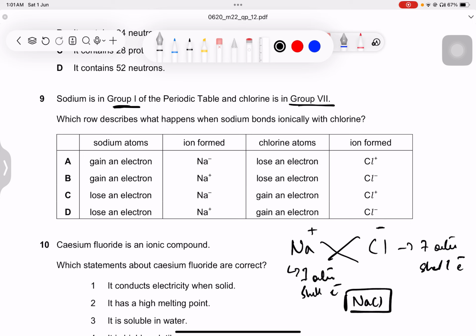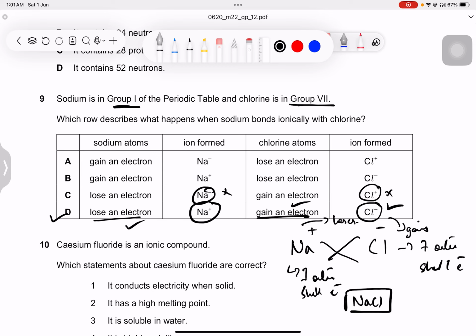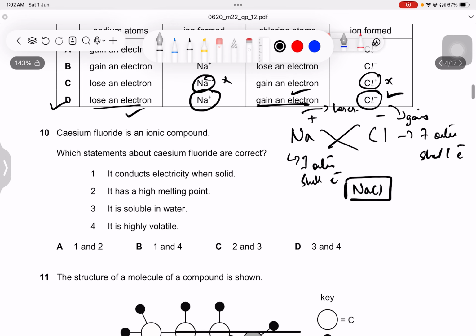Na is a metal in group 1, so it loses the electron and Cl gains the electron. So option D is correct. Lose an electron, yes. Becomes plus, yes. Gains an electron, yes. Cl minus, yes. In option C, the ions are incorrect. All metals have a positive charge.